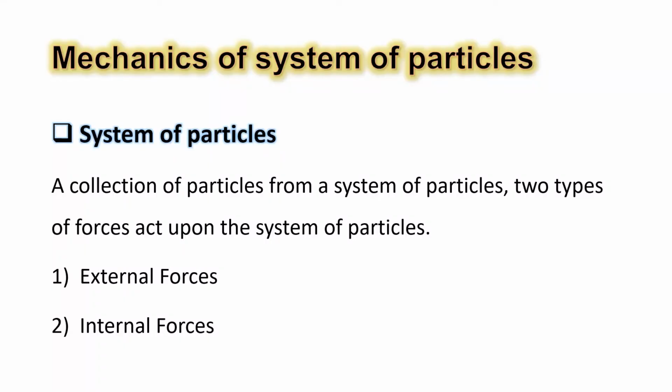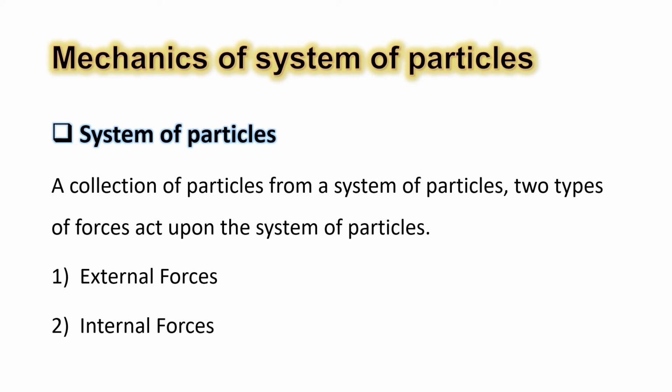Now discussing the mechanics of the system of particles, we have studied the definition of the particle and the point particle. Now we are considering the system of particles. The definition of a system of particles is a collection of particles. For a system of particles, two types of forces act upon the system: the first is the external force and the second is the internal force. A single particle is a uniparticle, and the system of particles is a number of particles in one system.